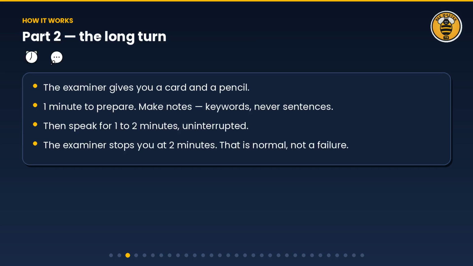First, the shape of Part 2. The examiner hands you a card, a pencil, and some paper. You get 1 minute to prepare, then you speak for 1 to 2 minutes without interruption. If the examiner stops you at 2 minutes, that is a good sign. It means you filled the time.